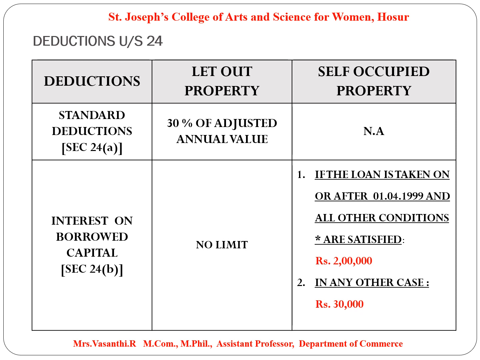If the loan is taken on or after 1-4-1999 for the purpose of construction or acquisition, they are eligible for rupees 2 lakhs. In any other cases like renovation or reconstruction, it is allowable only up to 30,000 for a self-occupied property.